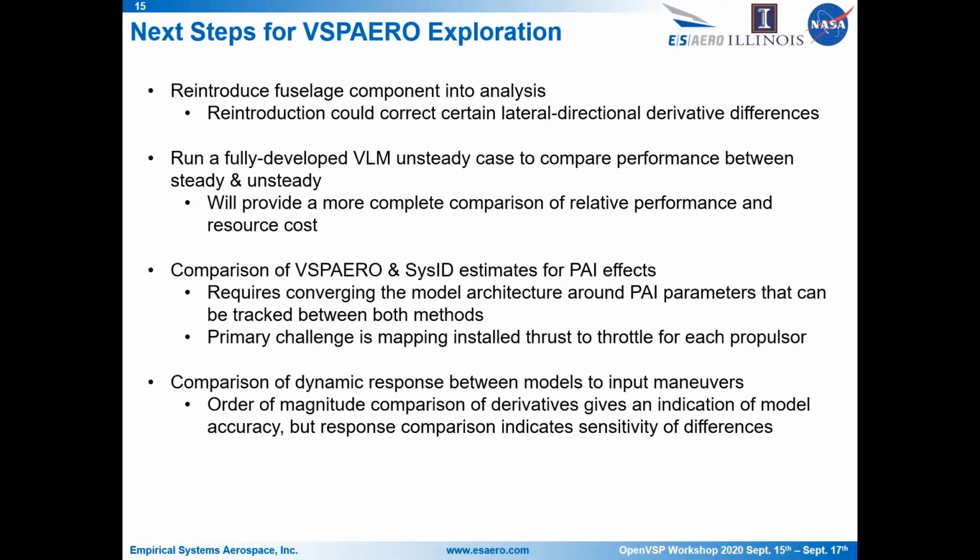And from that, we have some next steps that we really need to address for our work. The first of which being to reintroduce the fuselage back into the analysis, maybe with a simpler geometry that represents the general shape of the fuselage, to see if we can correct some of those derivatives that are known to have notable effects from the fuselage itself.